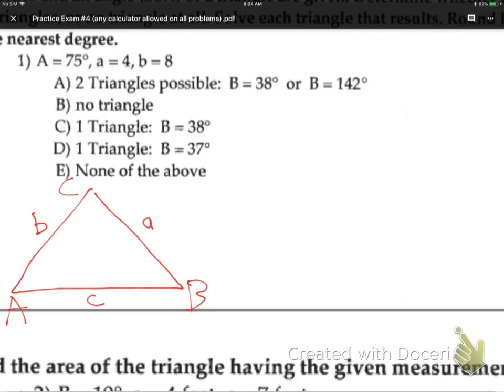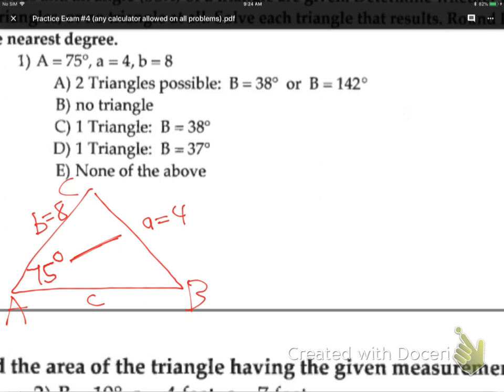So start there. A is 75 degrees there. Little a is 4. Little b is 8. Because we have a side and the angle across. Whenever you have a matchup, any angle and the side across, law of sines. If you don't, law of cosines, right? And it's not a right triangle, by the way, so we can't use any SOHCAHTOA stuff from the earlier chapters, right? It's not a right triangle.